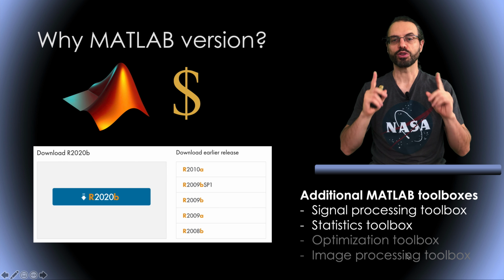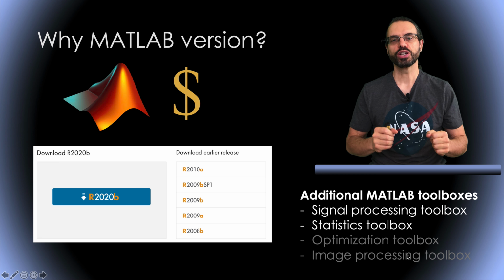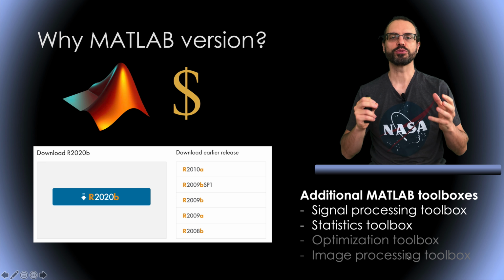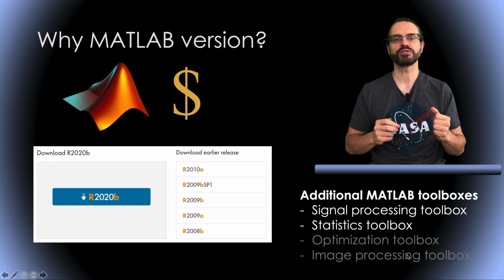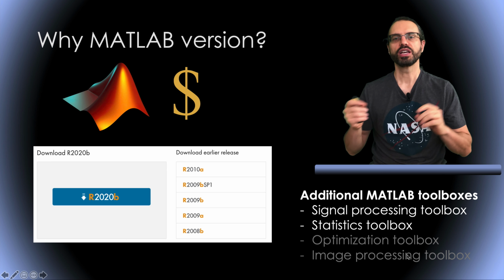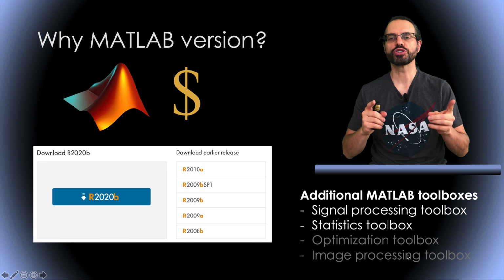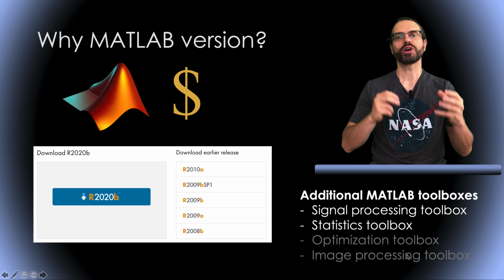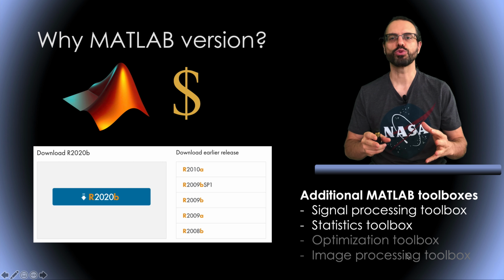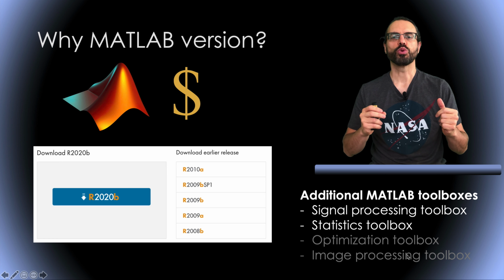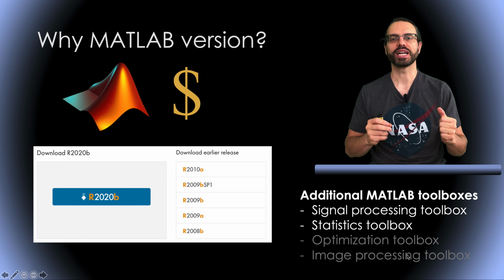EEGLAB should run on all recent Matlab versions. We try to support Matlab versions from 2008 onward, but sometimes there are glitches in their older versions. The best Matlab version to run EEGLAB is usually 1 or 2 versions before the latest version. So right now, the latest version of Matlab is 2021A. So if you want to be super safe, it's best to use Matlab 2020A or 2020B.